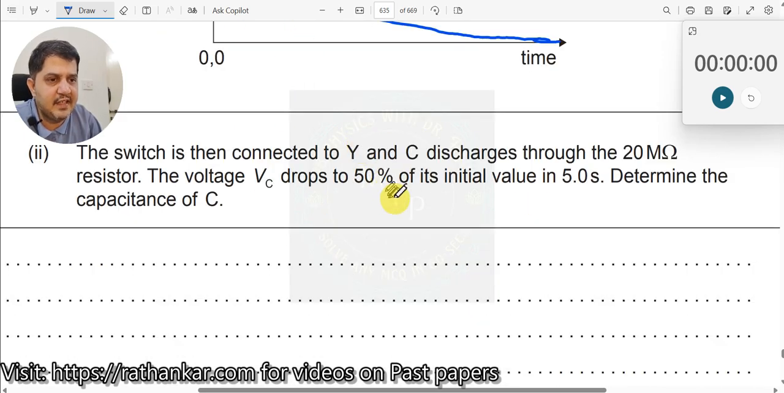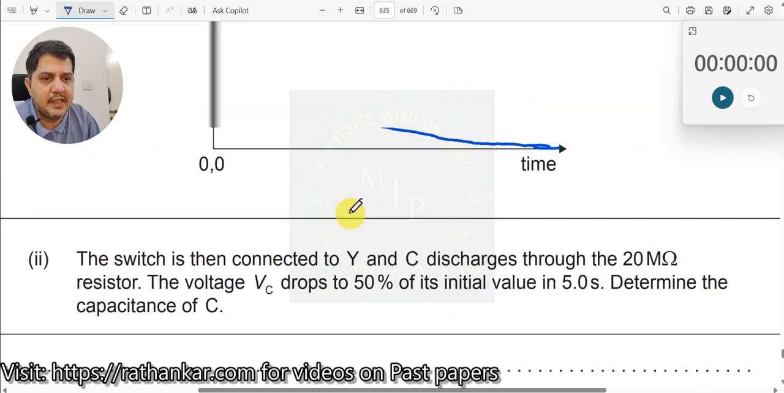The switch is then connected to Y and C discharges through a 20 megaohm resistor. The voltage VC drops to 50% of its initial value in 5 seconds. Determine the capacitance of C.